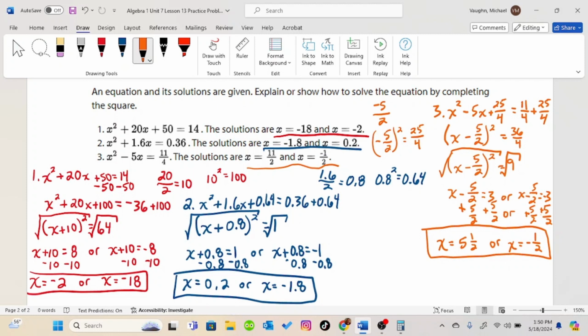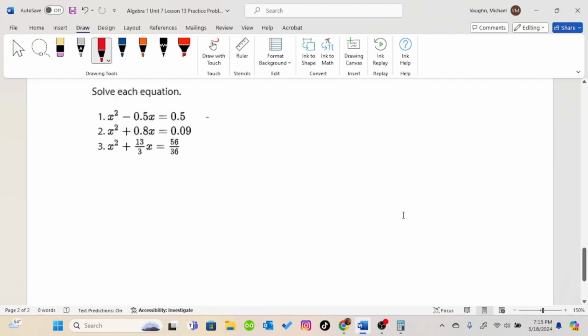If you have any questions about how to use completing the square, please use class time to ask for further clarification. The last problem for Lesson 13. Solve each equation.